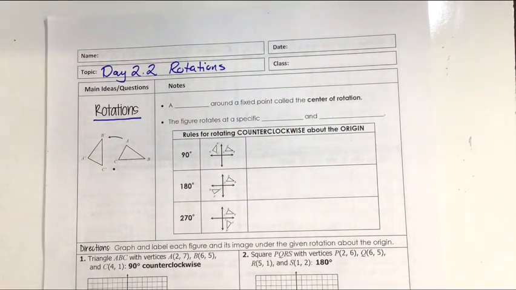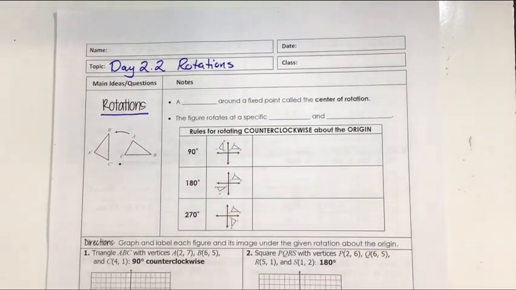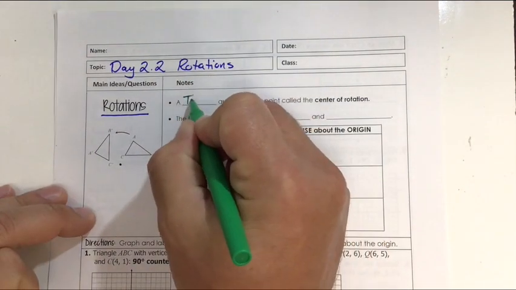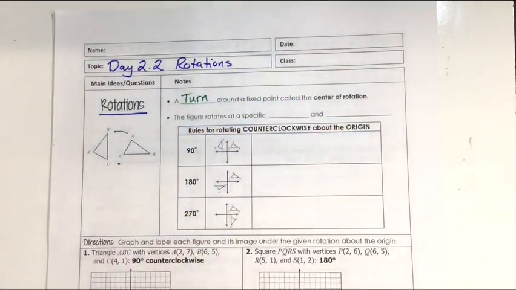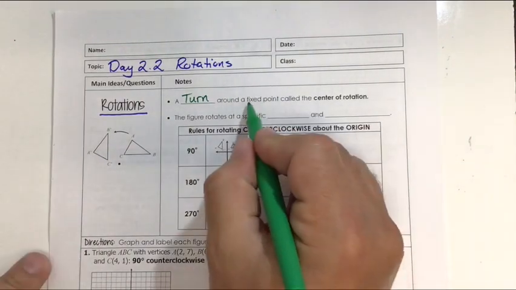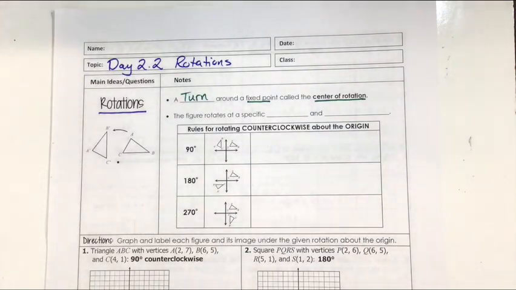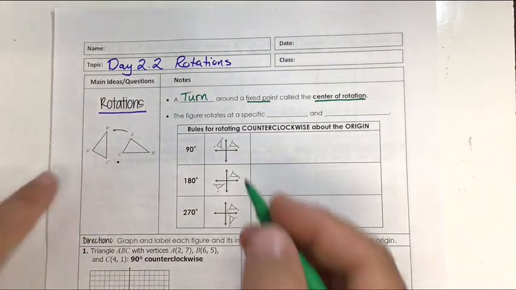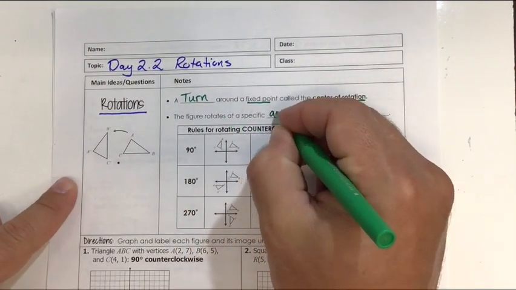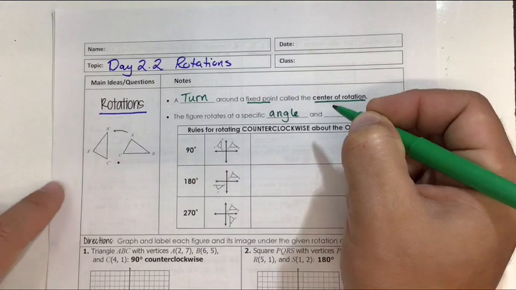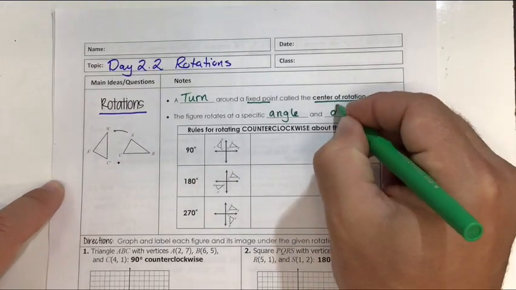If you are not on the correct page, it's not going to make any sense with what you're supposed to be writing down, because it's not going to fit in the right blanks. We're going to talk about rotations first. A rotation is simply a turn around a fixed point. We call that fixed point the center of rotation. Makes sense, right? The figure rotates around a specific angle and direction.